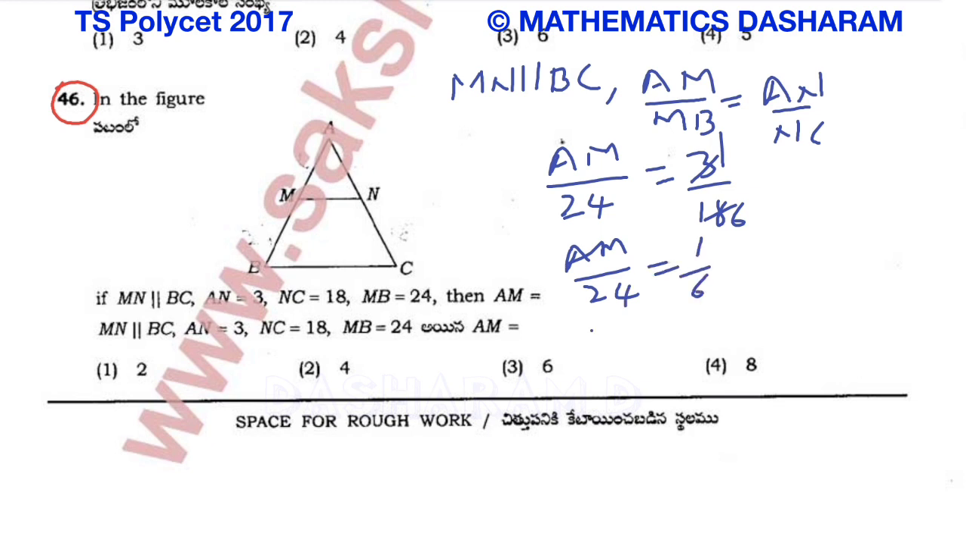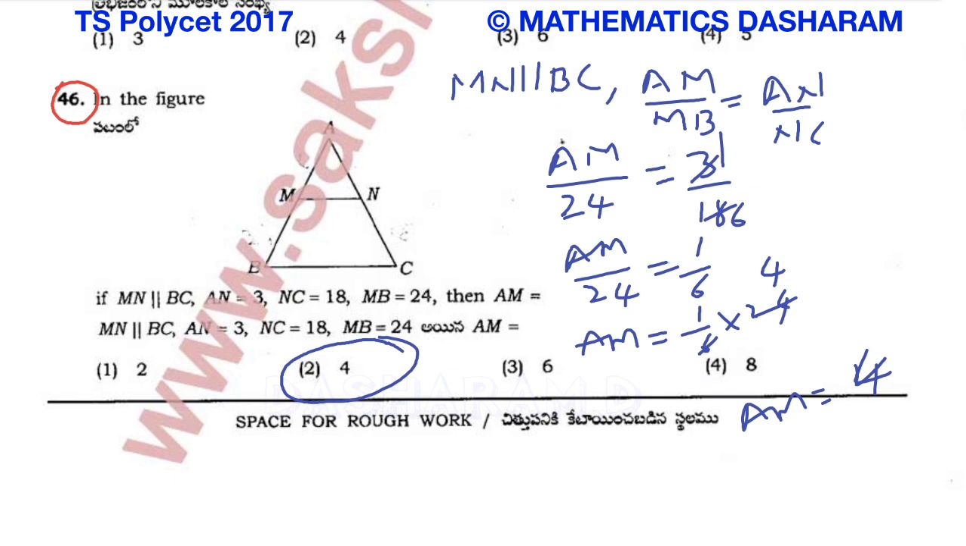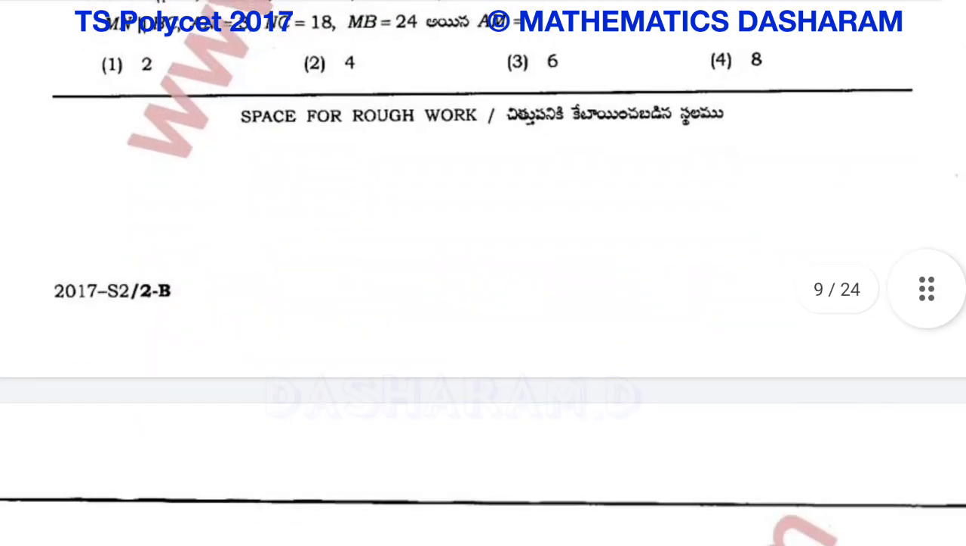Do cross multiplication. AM equals, transposing 24 to the RHS side, 1 by 6 into 24. 6 ones are 6, 6 fours are 24. So what is the AM value? 4 centimeters. So here option 2 is correct. Next question 47.